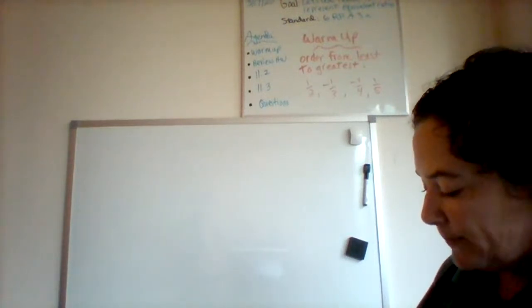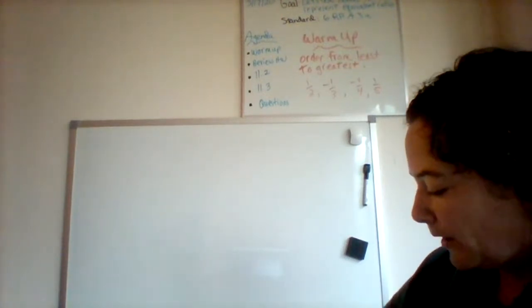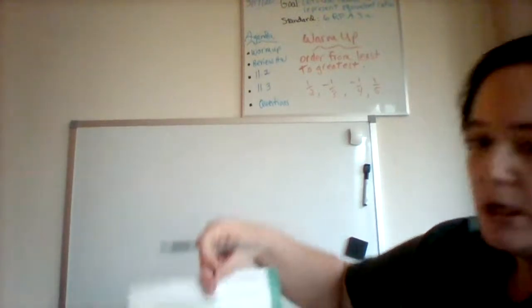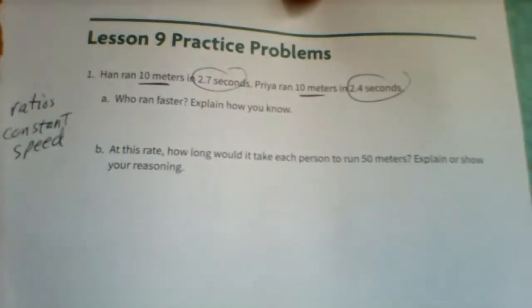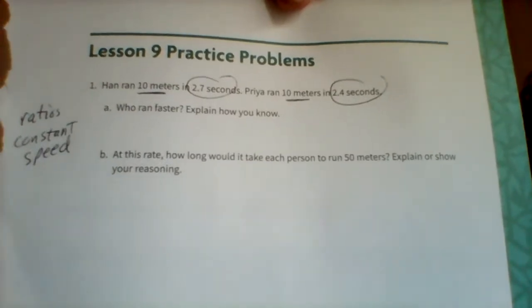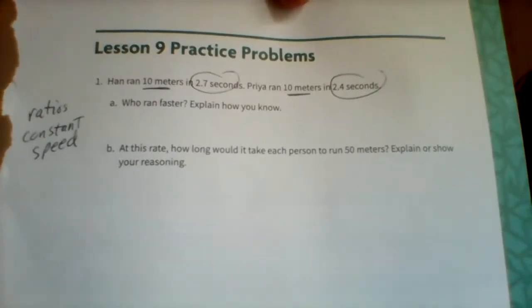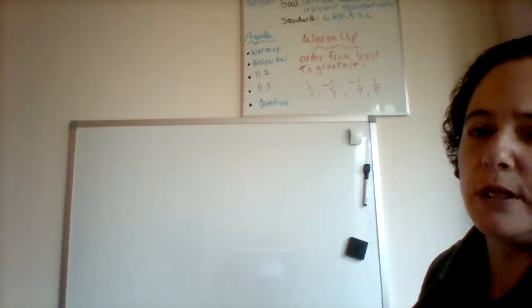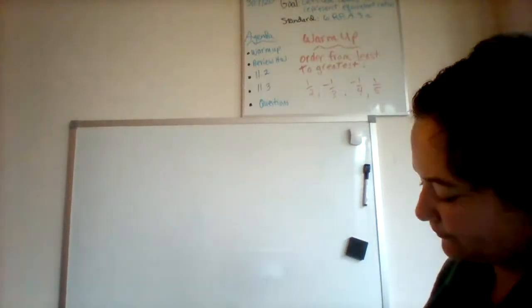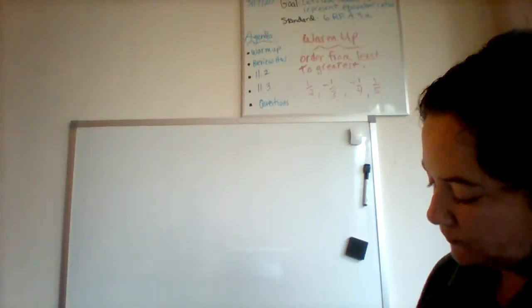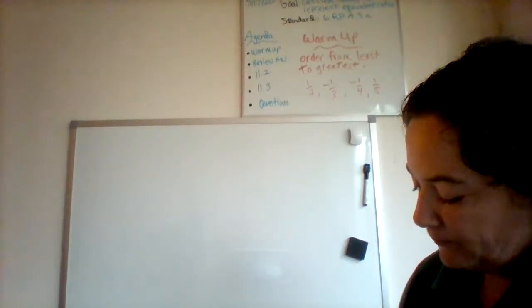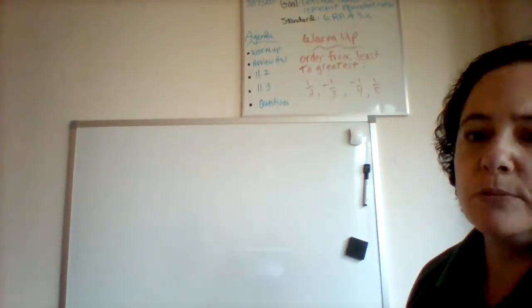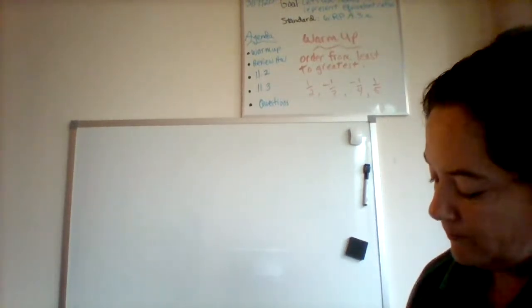Okay, now this point, letter B. Letter B is asking something different. Letter B is asking, how long would it take if they both ran 50 instead? So would you guys sketch a double number line for me real quick? Sketch a double number line real quick to represent letter B.